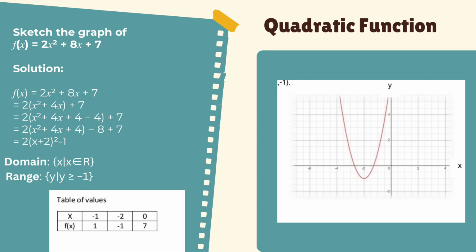So the domain of this graph is x such that x is an element of real numbers, and the range is y such that y is greater than or equal to negative 1.